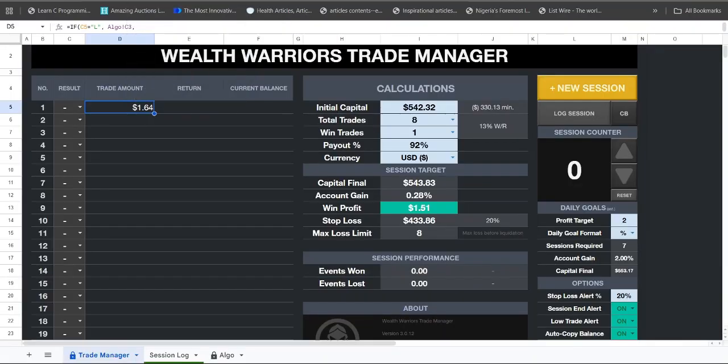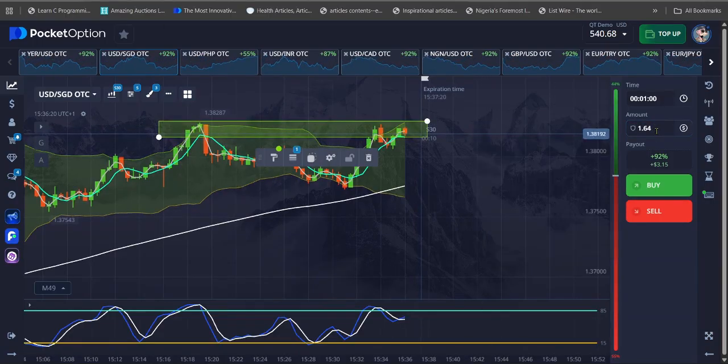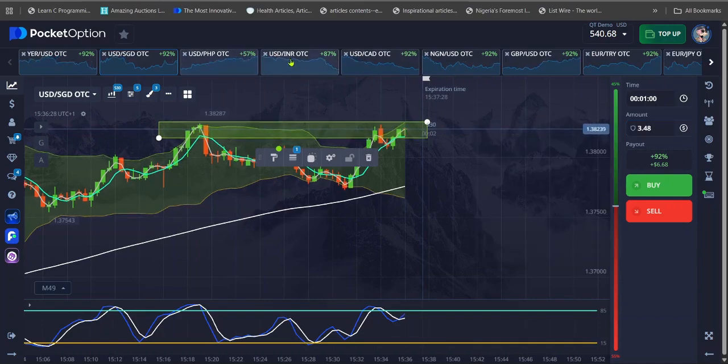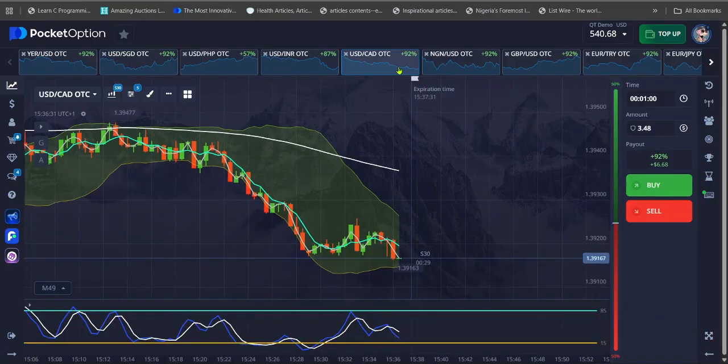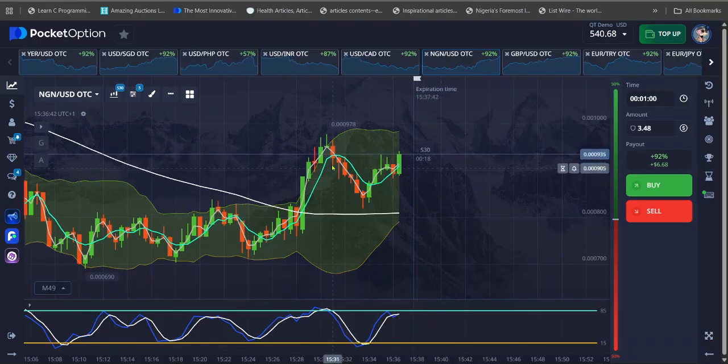Don't panic if you run into any losses. So this is a losing trade for us. What we'll do, we'll come here on the trade result, mark it as a loss, and it will generate for us the next trade amount, which is 3.48. So here we'll put in 3.48. Okay, so let's look for another opportunity.